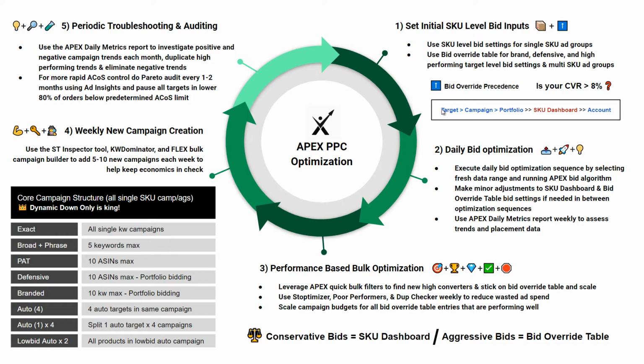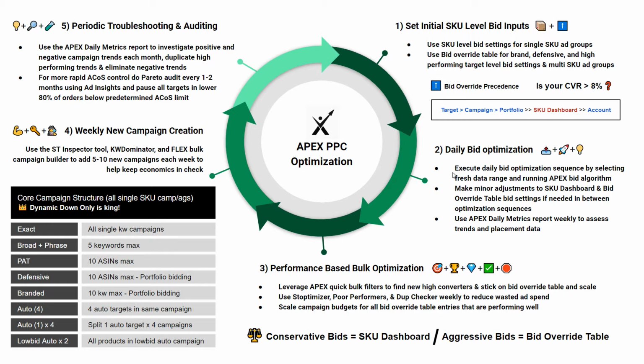You can see a precedence breakdown here, and it'll start to make more sense the more you grasp how the pieces of APEX fit together. Essentially you've got two things: a SKU dashboard, and a bid override table. Anything you put on the bid override table, and you can put targets, campaigns, and portfolios, you can't put ad groups yet, but we may add that in the future. Any of those that you pick off as specific targets, campaigns, or portfolios from your bulk file and put on the bid override table is going to take precedence over the SKU dashboard when it comes to bidding.